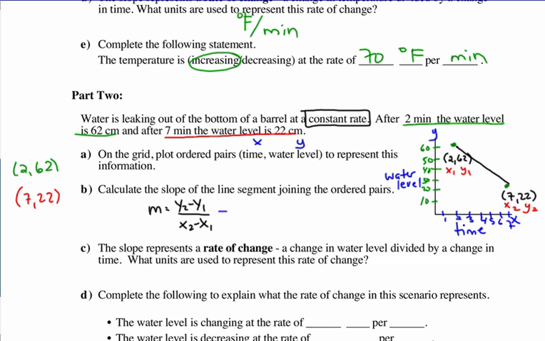Okay, so plugging it in, I have my y2 is 22, minus y1 is 62, divided by x2 is 7, minus x1 is 2. So 22 minus 62 is negative 40 over 7 minus 2 is 5. And we divide negative 40 divided by 5 is negative 8. Now, it would be helpful here to ask, what does that negative 8 mean?